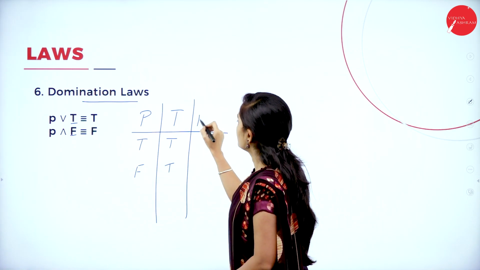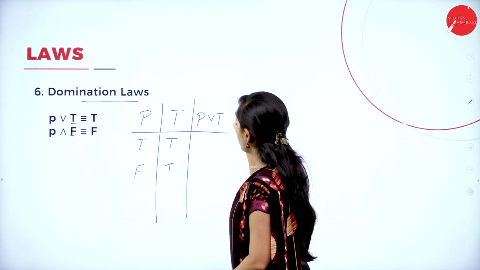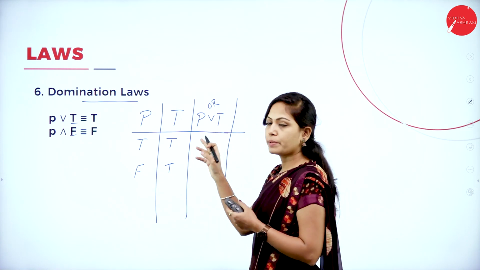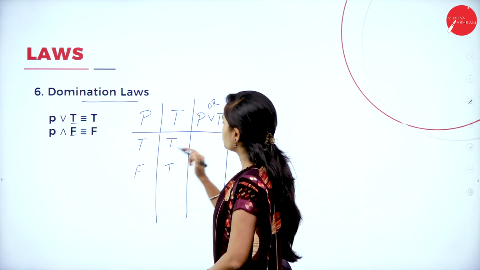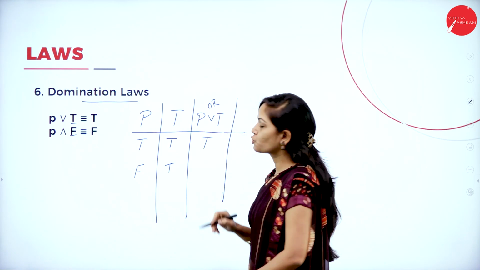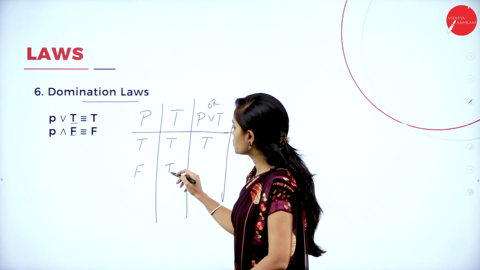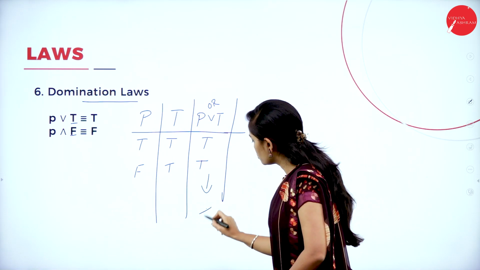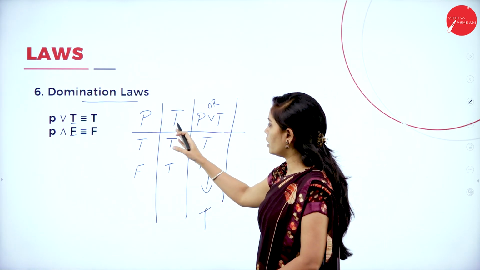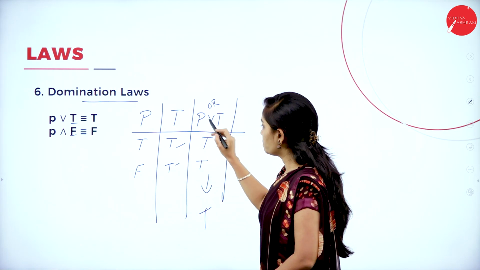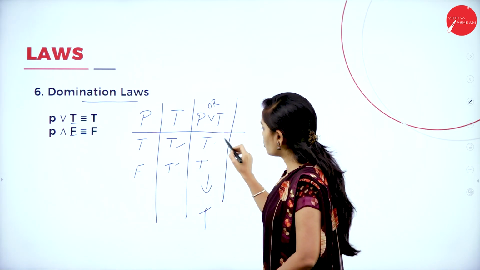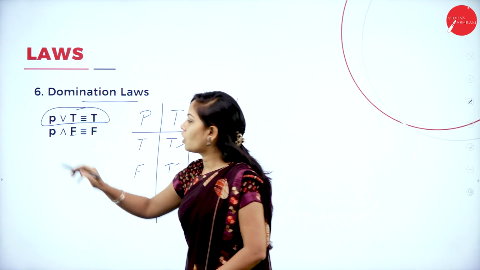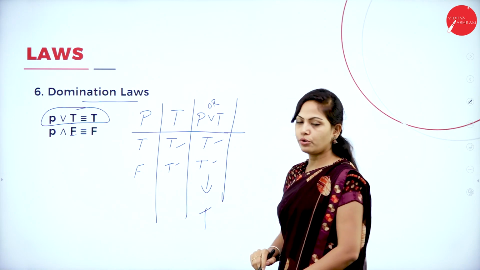And here I will find out P or T. Here I am using the OR operation. In the OR operation, if any one of the conditions is true, it is true only. True, true means it is true in the OR operation. And false, true means it is true only. So you got true, right? So in the true column, you have true, true. P or T is equal to true only. So it is equivalent. So P or T is equal to T only.